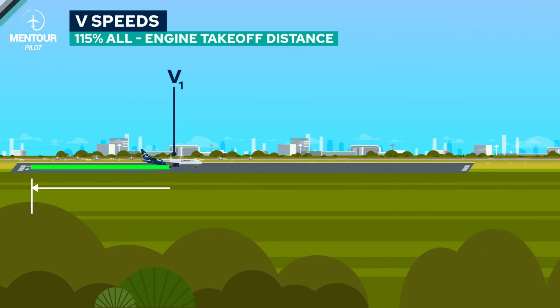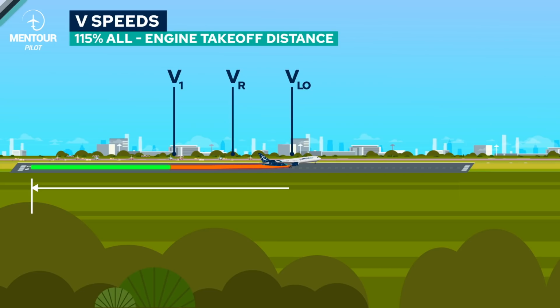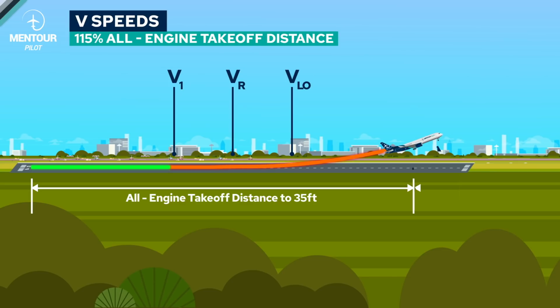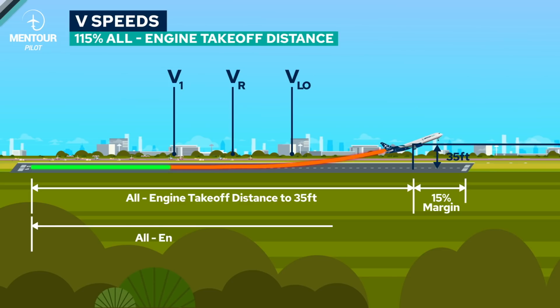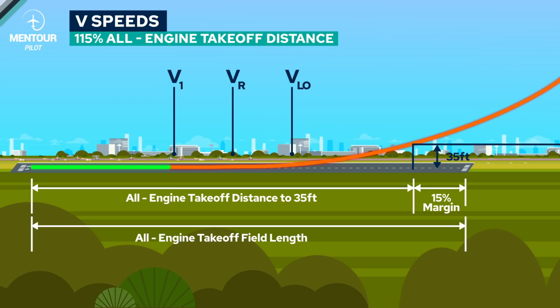The first one is, can I, with my aircraft, with two engines operating, take off and be at 35 feet at the end of the runway with a margin of 15%? So we need to have the available runway, we need to be able to do that with two engines, and we need to have a 15% safety margin. That's the case, that's great.